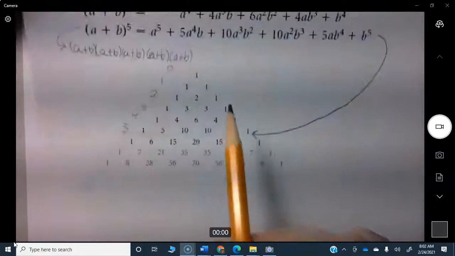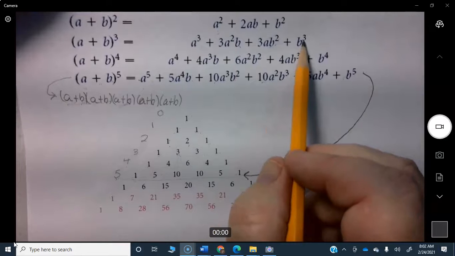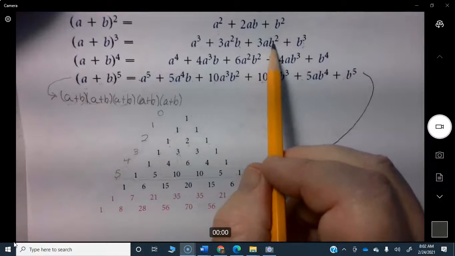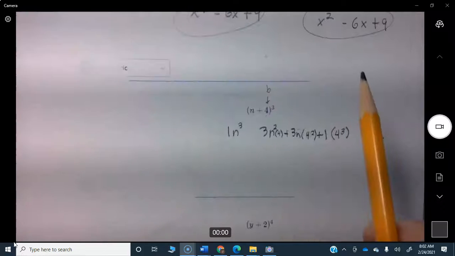That's right here, that's the b is 4. So b to the 3rd, 4 to the 3rd, b to the 2nd, 4 squared, b, just 4, and then there's no b there.